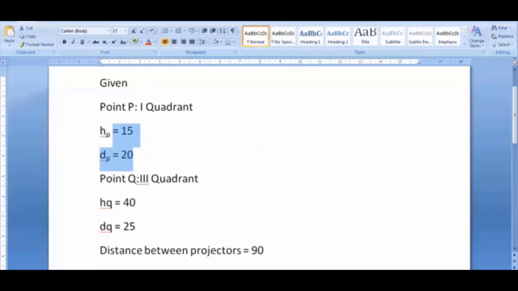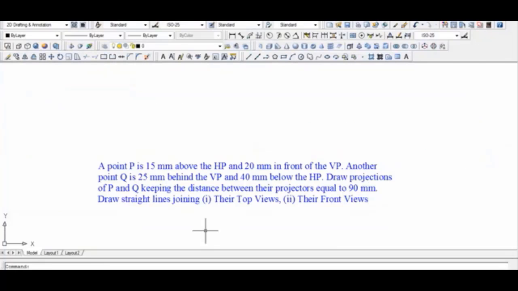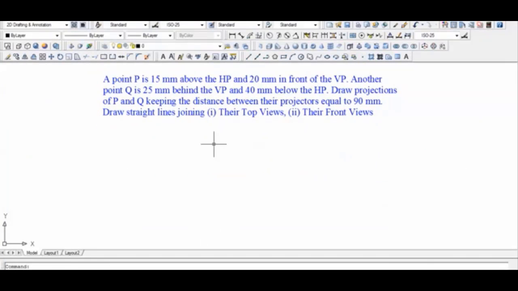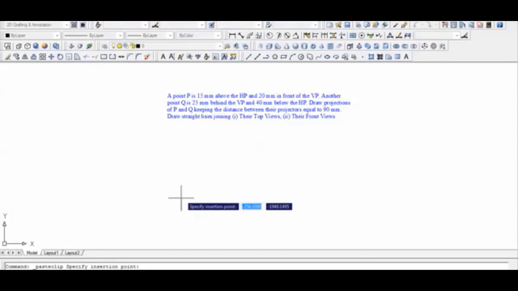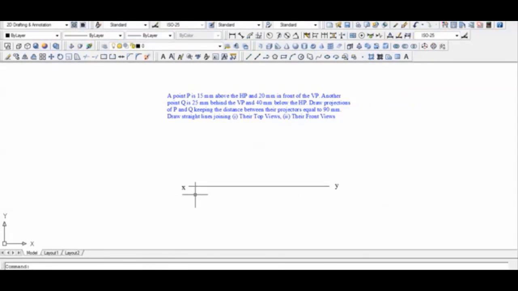Alright, so let's begin. Point P, first quadrant, H is going to be above XY, D is going to be below XY, 15 above and 20 below. First quadrant, that means the front view will be above XY, the top view will be below XY. Alright, so let us first start by drawing a line or a reference line, what is popularly known as the XY line. Alright, so here is the very popular line, the XY line, reference line.